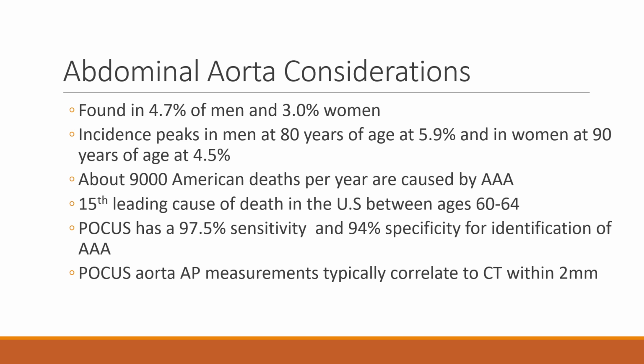So POCUS has a 97.5% sensitivity and 94% specificity for identification of a AAA. In order to accomplish this, POCUS aortic AP measurements must be taken, and they find that these measurements typically correlate to those measurements found on CT within 2 millimeters, and of course come without the necessity of transporting that patient into the CT suite and without giving an already unstable patient contrast and some of those other challenging decisions.